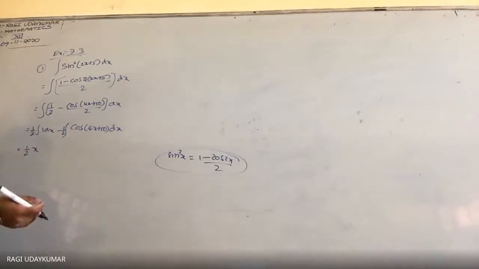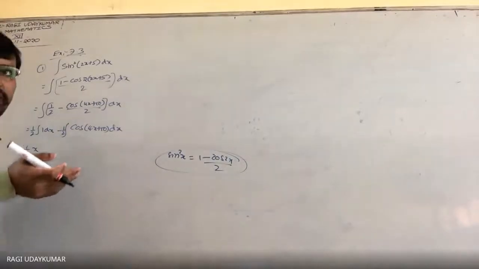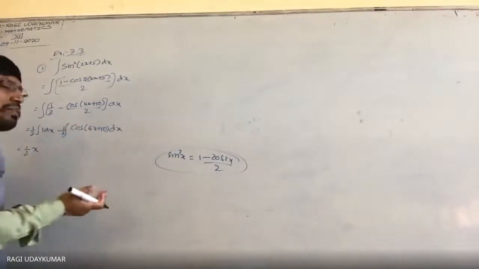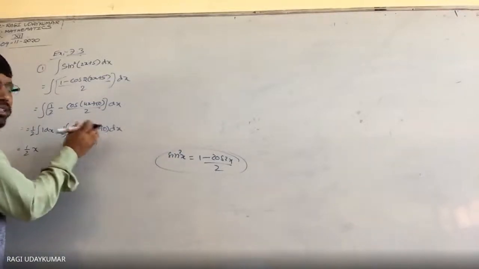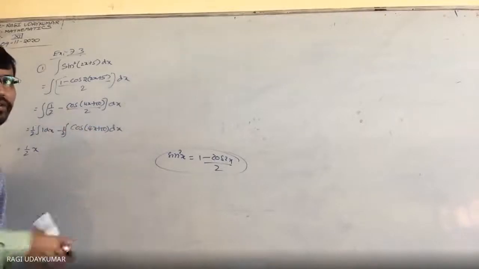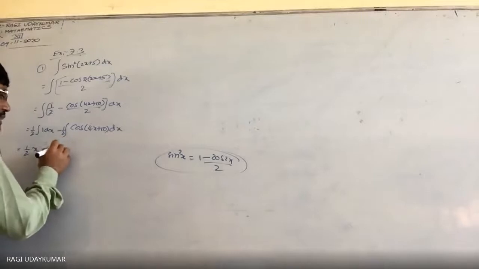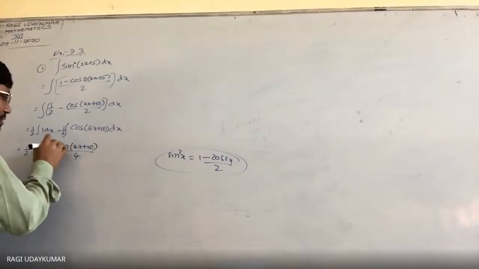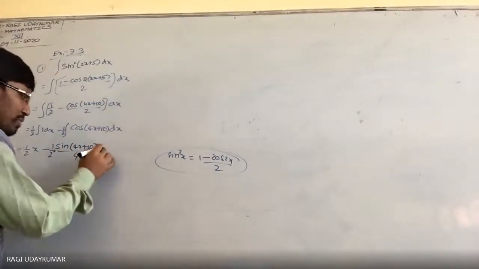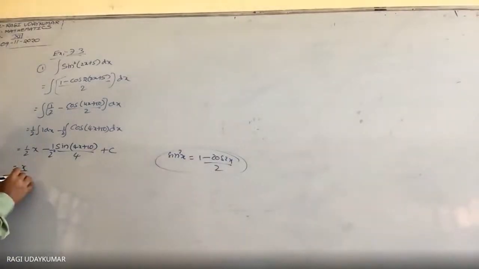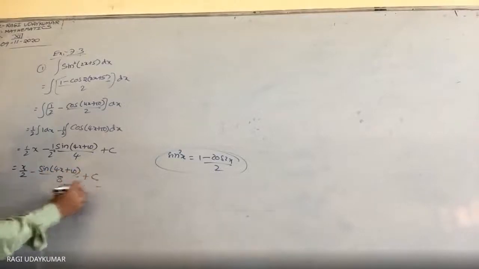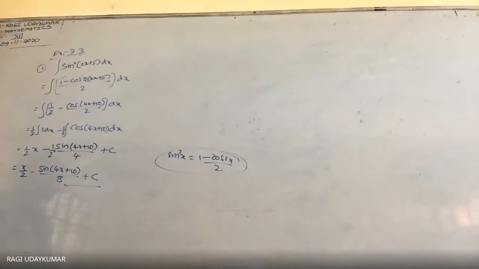Integration of cos x is equal to sin x. But here you do not have plain x. Again, you can use the substitution method, but directly, it is a small thing: whatever the differentiation of the inside is, write that in the denominator. So the integration of cos(4x plus 10) is sin(4x plus 10) by 4. But you have 1 by 2 in front. So plus c. The answer is x by 2 minus sin(4x plus 10) divided by 8 plus c. Did you understand this?